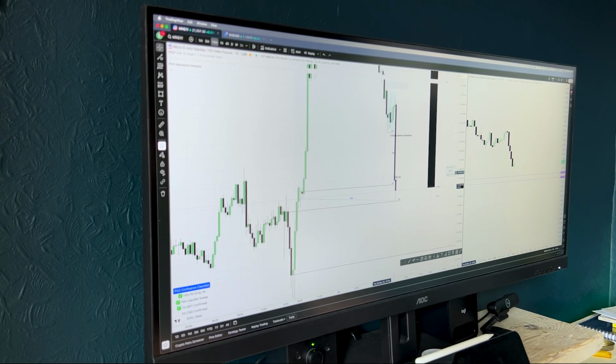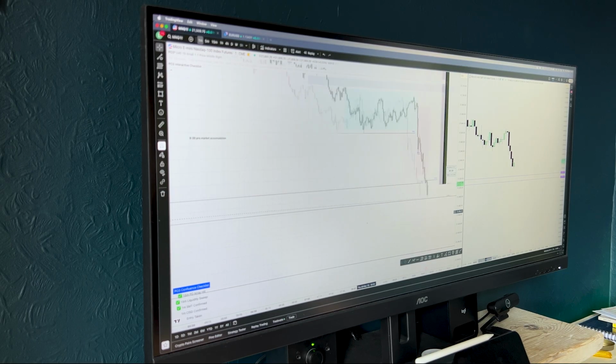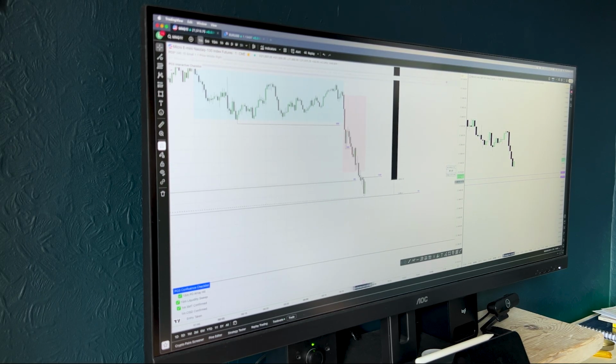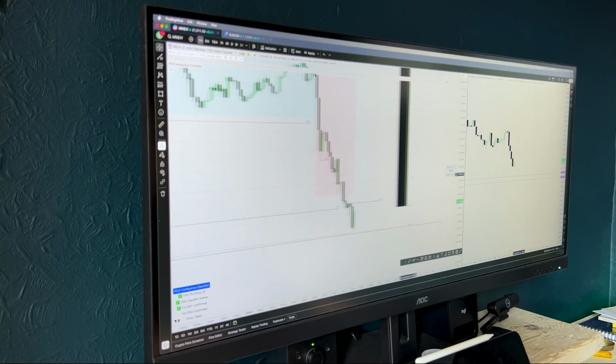So we're going to delete this 15-minute fair value gap. We completely ran through that. I'm going to leave my accumulation up there. So if we can tap into this order block as well, that would be great. We're still inside the smaller order block.